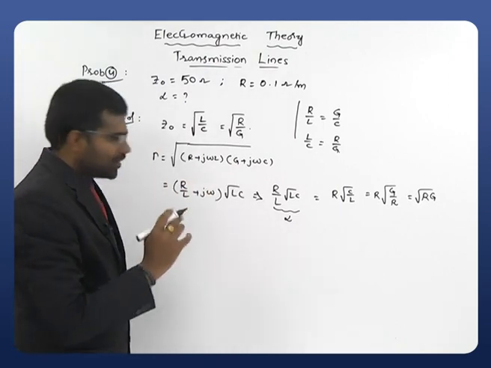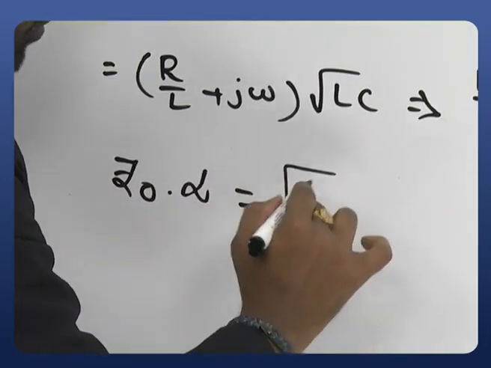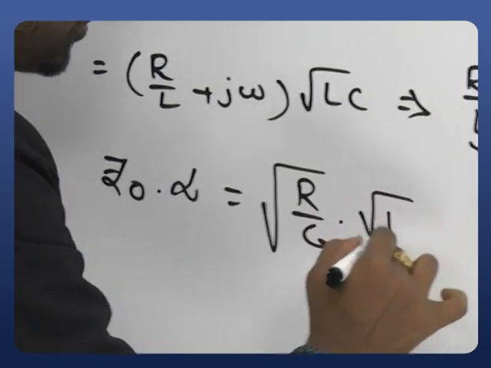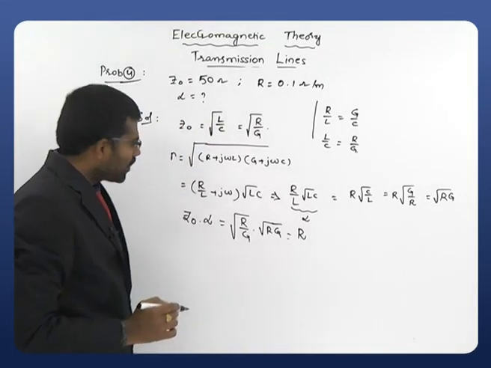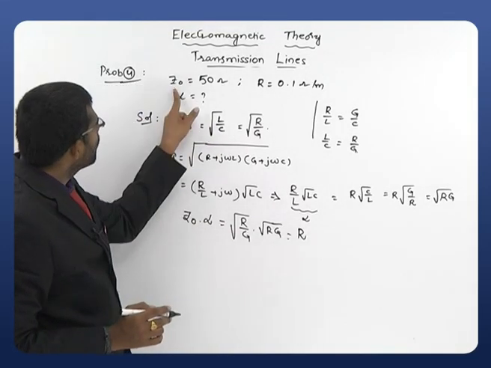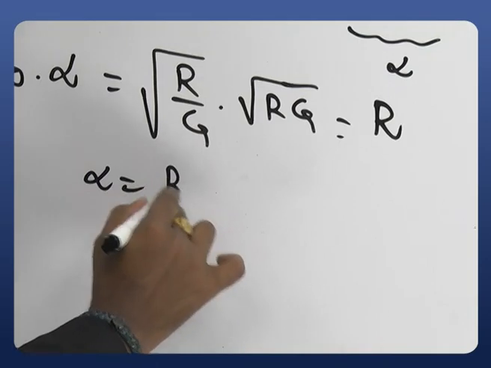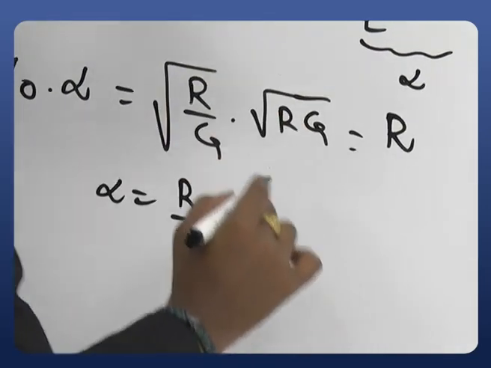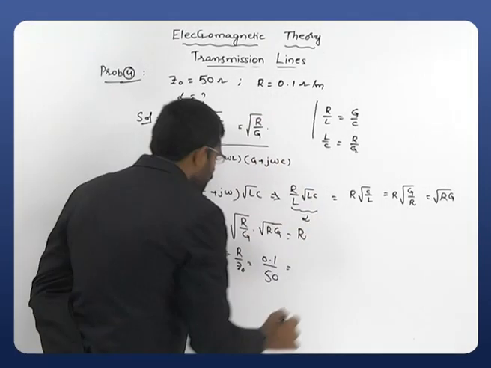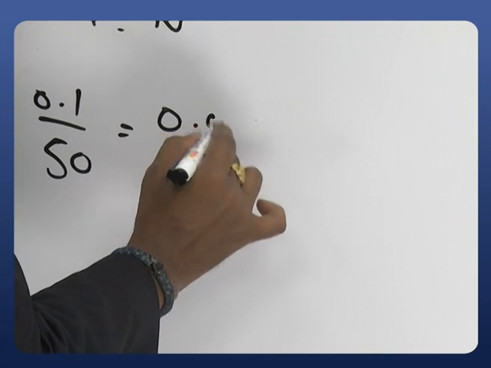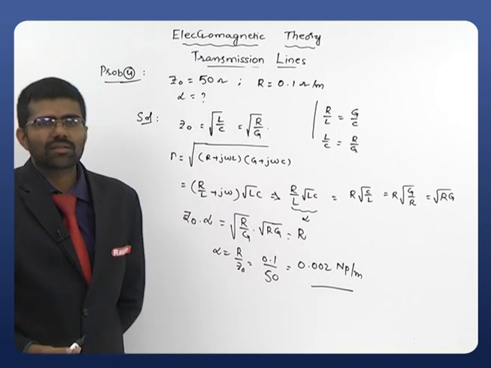Now multiply them. Just Z0 into alpha I want. Z0 into alpha, which is equal to root R by G multiplied with root RG. G and G will be cancelled, so just you will get R, right? So Z0 into alpha is equal to R. We require alpha, therefore alpha is equal to R by Z0. What is R here? R is simply 0.1 divided by Z0 is 50. So simply it is 0.002 Napier per meter. So this is the answer that we have.